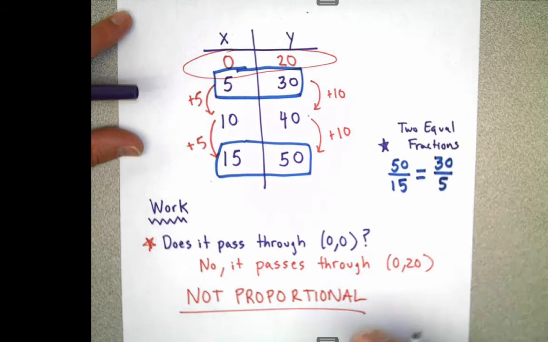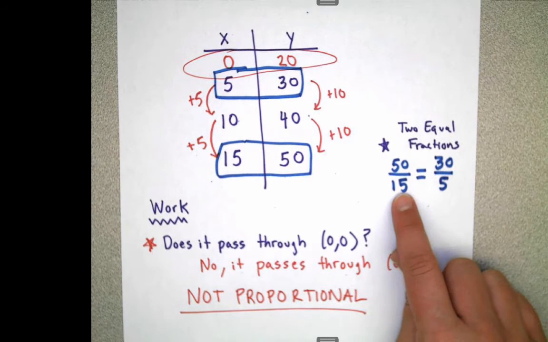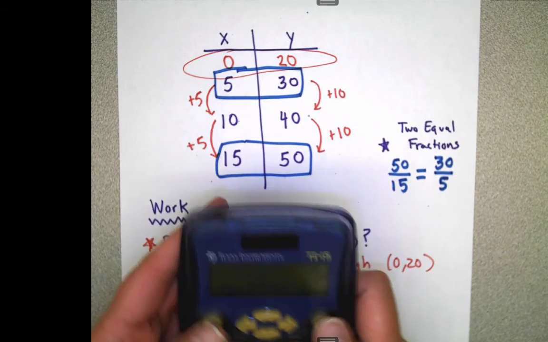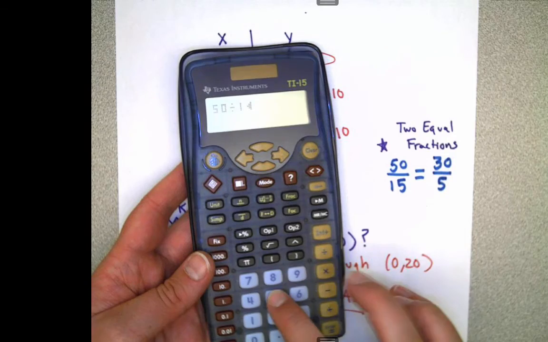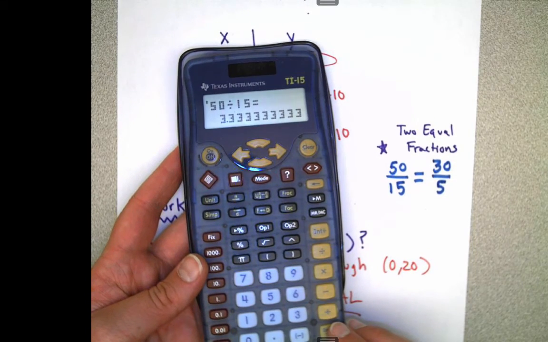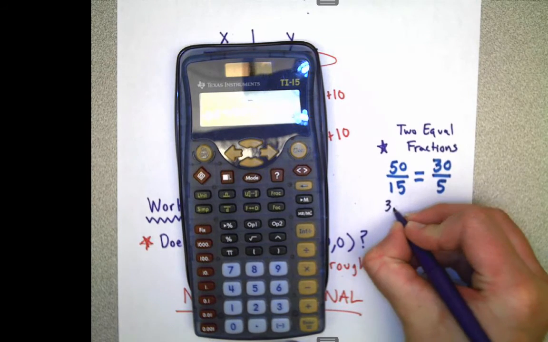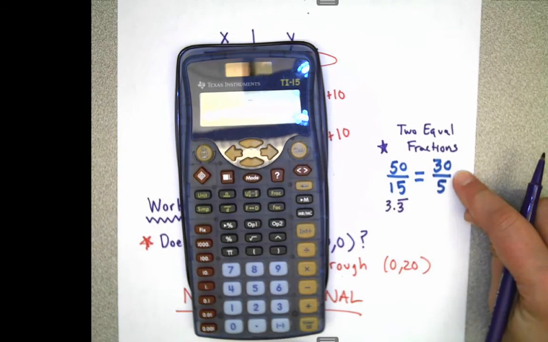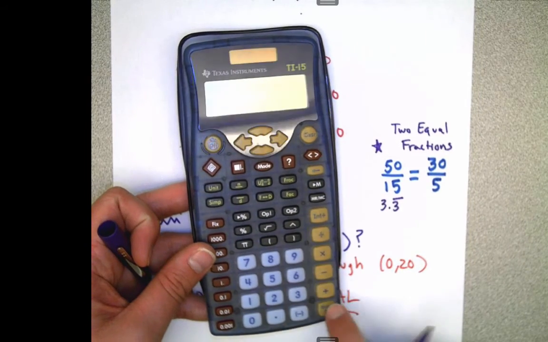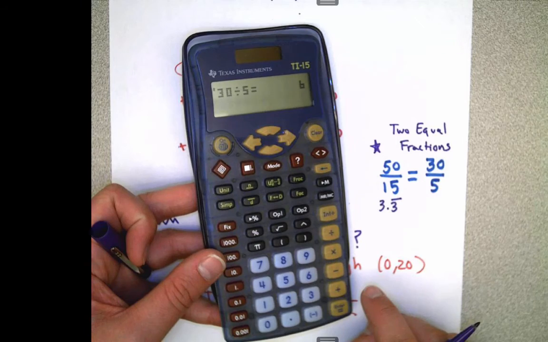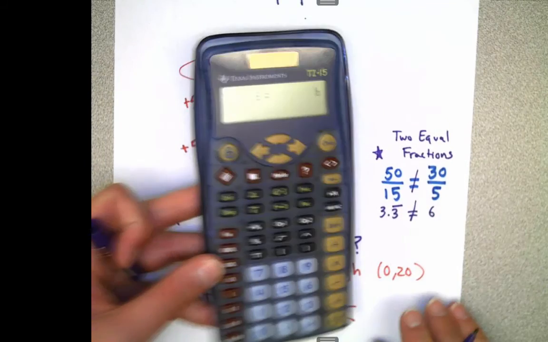Are they equal? Well, in algebra, fractions mean to divide. So we are going to do 50 divided by 15. So let's check out what 50 divided by 15 is. 3.33333. Okay, we're going to write that down. It is 3.3 repeated. And 30 divided by 5, I don't really need a calculator for that. I know that one in my head. 30 divided by 5 is 6. These aren't equal. Slash that equal sign, not equal.